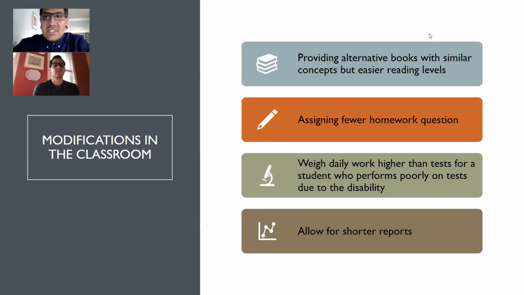So I have a couple of examples of what that might look like in the classroom. A modification would be providing alternative books with similar concepts but easier reading levels. So if I'm in an 8th grade class and I have my students reading at an 8th grade level about Thomas Edison, and I give another student who has a lower reading level a 2nd grade reading level book, I am changing what the curriculum is.